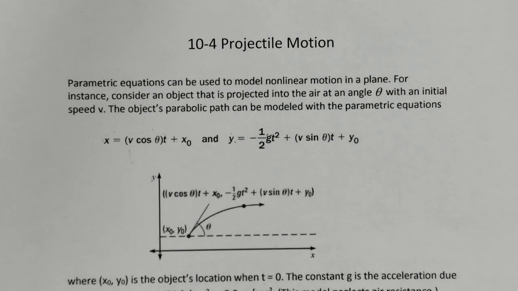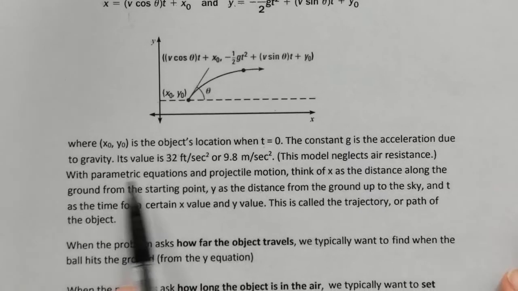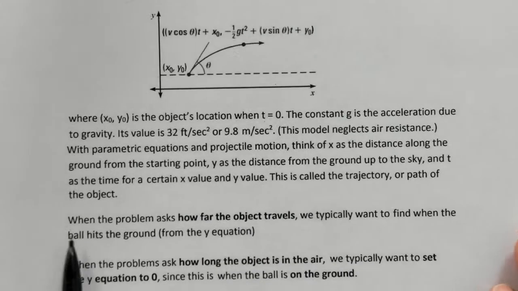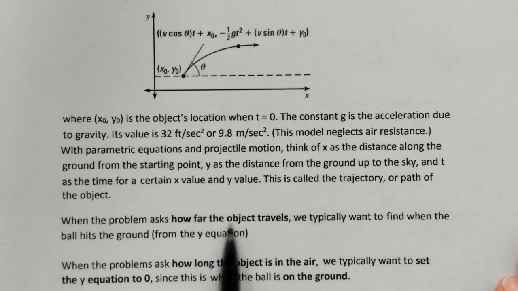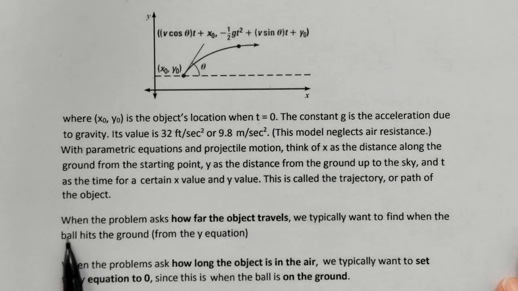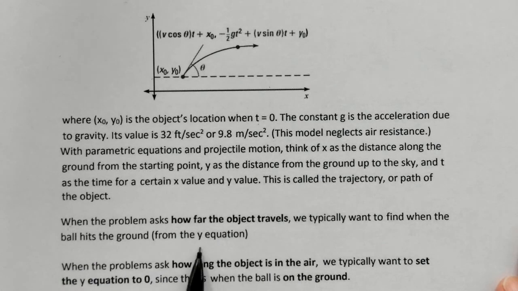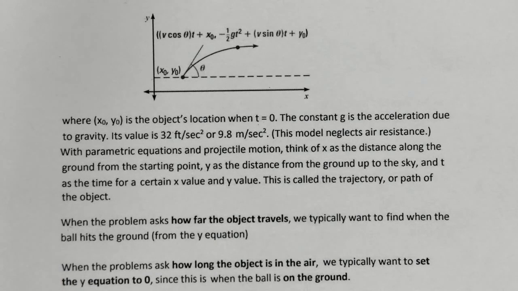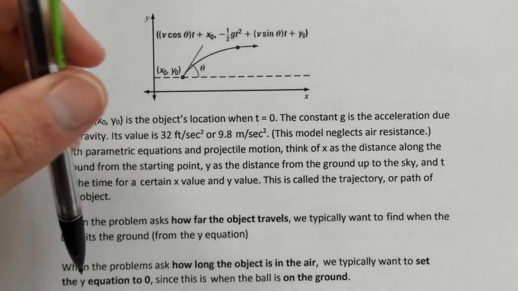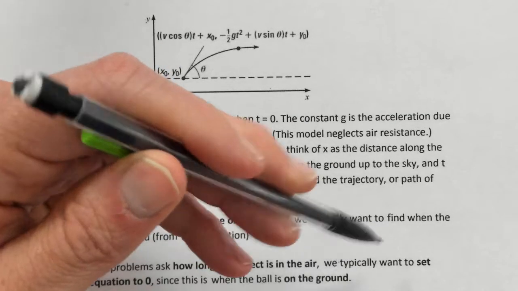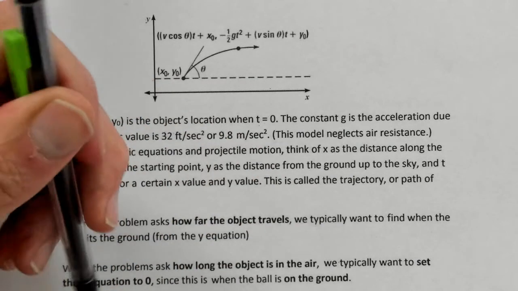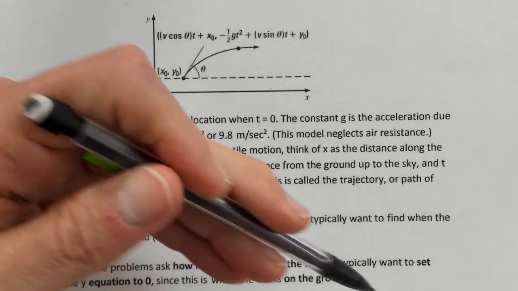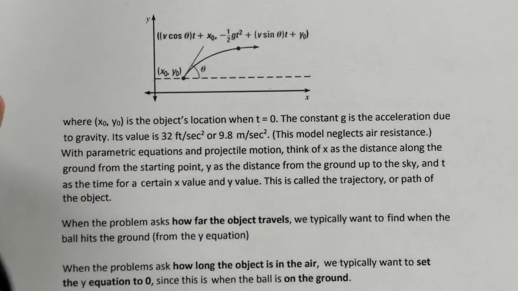And again, the rest of this part just goes over what we've already talked about, and some guidelines. When the problem asks how far the object travels, we typically want to find when the ball hits the ground, from the y equation. Also, when it asks how long the object was in the air, we typically want to set the y equation equal to 0, since that's when the ball hits the ground. And when it asks for the maximum height of the object, you want to find the vertex of the equation, because that will give you the maximum height.